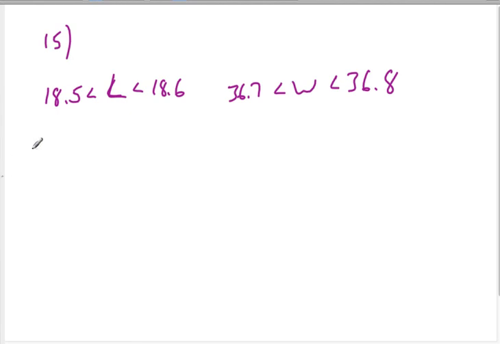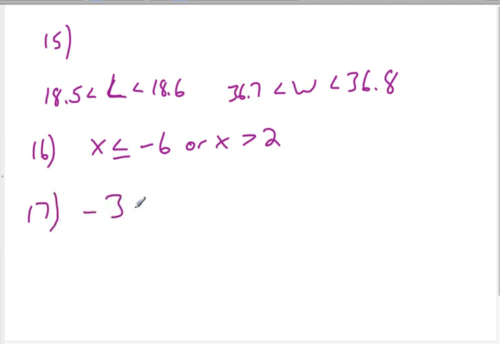So 16. Write a compound inequality that each graph could represent. Okay. So for 16, that looks like an OR statement. So x can be less than or equal to -6, or x can be greater than 2. For number 17, that's an AND statement, so we can do it all in one shot. -3 is a boundary, and the other boundary is 2.